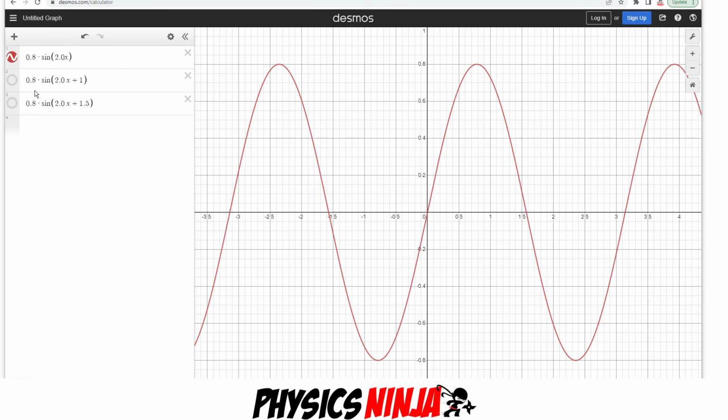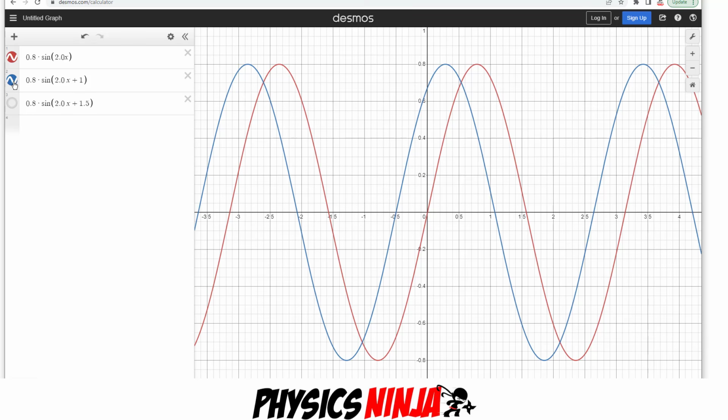So it should shift everything to the left, right? So let's go have a look. This will be a blue curve, and there it is, right? It's the same amplitude. We've simply shifted the curve. Now let me increase that term a little bit more.